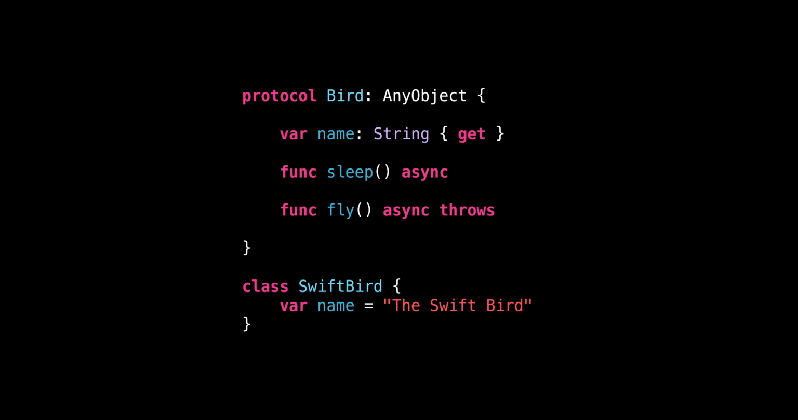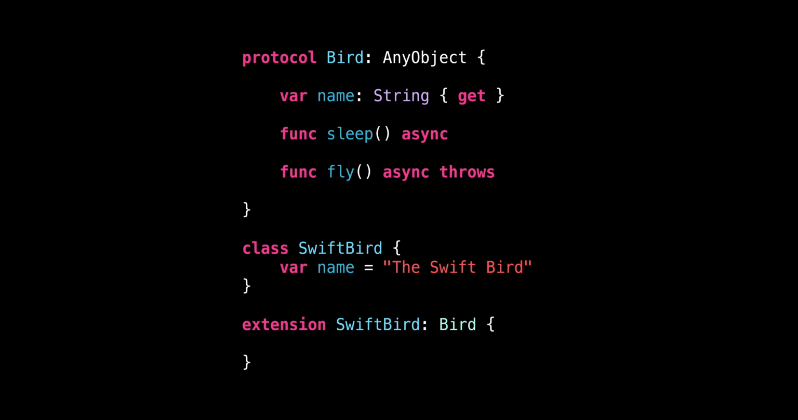That's because I explicitly restricted its scope to reference types. So instead, I'll use a class. It already has the name property, so when I declare a protocol conformance, it will satisfy one of its requirements automatically. And it's totally fine that the protocol expects a constant while I've got a variable here. But the methods from the protocol don't exist in the class yet.